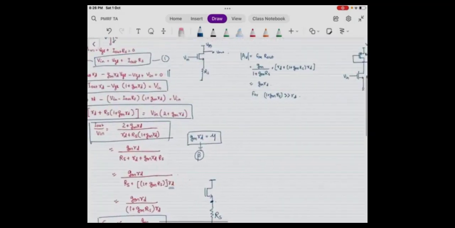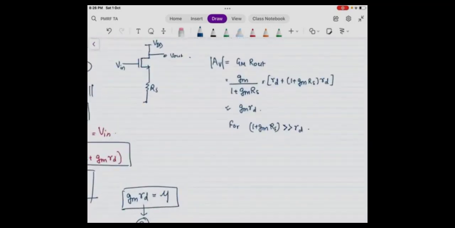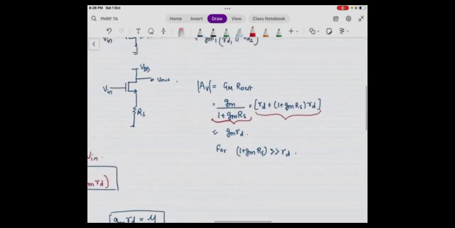Okay, and what was the R out? R out was RD plus 1 plus GM RS into RD. That is what we found out, and now we found out this. So for 1 plus GM RS very much greater than RD, we can approximate this result as GM RD. Okay, and this is the circuit.